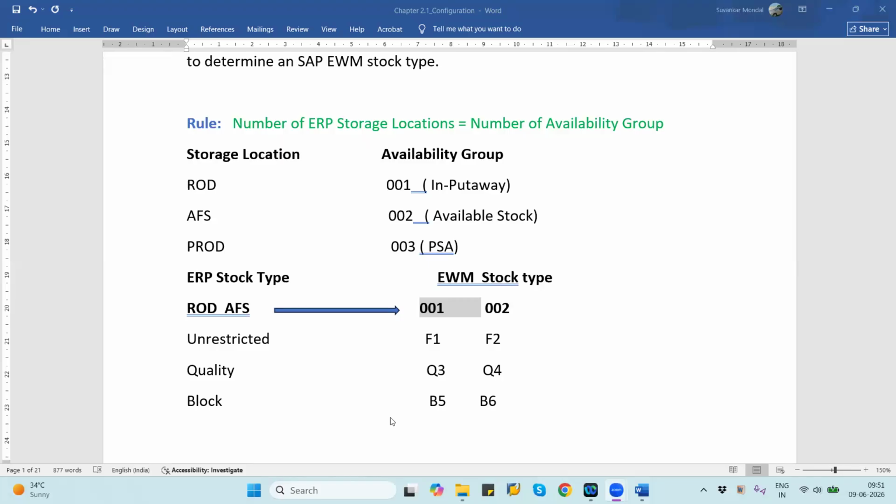Under storage type setup, we put the availability group 001. If you open 9010, which is the GR storage type, GRGN storage type, and go inside, you will find the availability group configured as 001, which will automatically call the F1 stock type. It is standard, right? Everything I am showing till now is all standard.